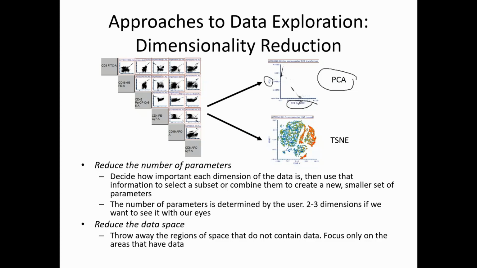So I create 2 new parameters, but those 2 new parameters are comprised of a combination of all the other parameters. The only thing is all the other parameters are weighted in some way differently, so they contribute differently to PC1 and to PC2. And I won't go into how they're weighted and what it's trying to do, but the idea is that we decide how important each dimension of the data is, and then use that information to select a subset of parameters or combine those parameters to create a new smaller set of parameters that we're going to work with.